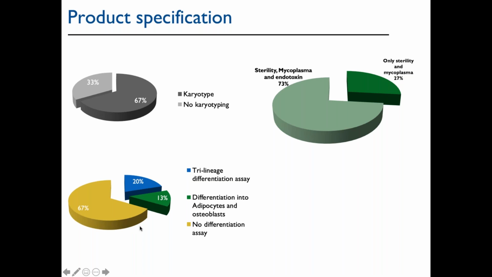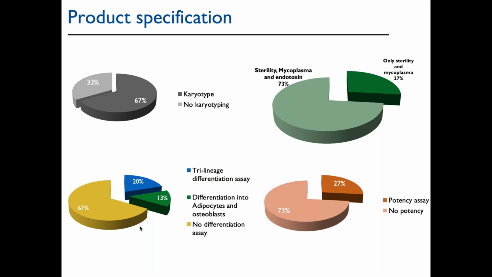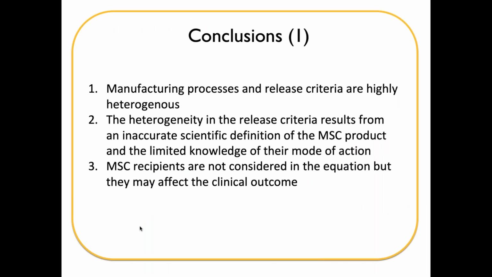Of course, bear in mind that if you want to do cartilage, you must adopt this type of release criteria. Unfortunately, and as Scott was highlighting, it would be fundamental to have a potency assay. But at the moment, nobody is actually using one, or very few are, because we still don't know exactly what we should investigate.